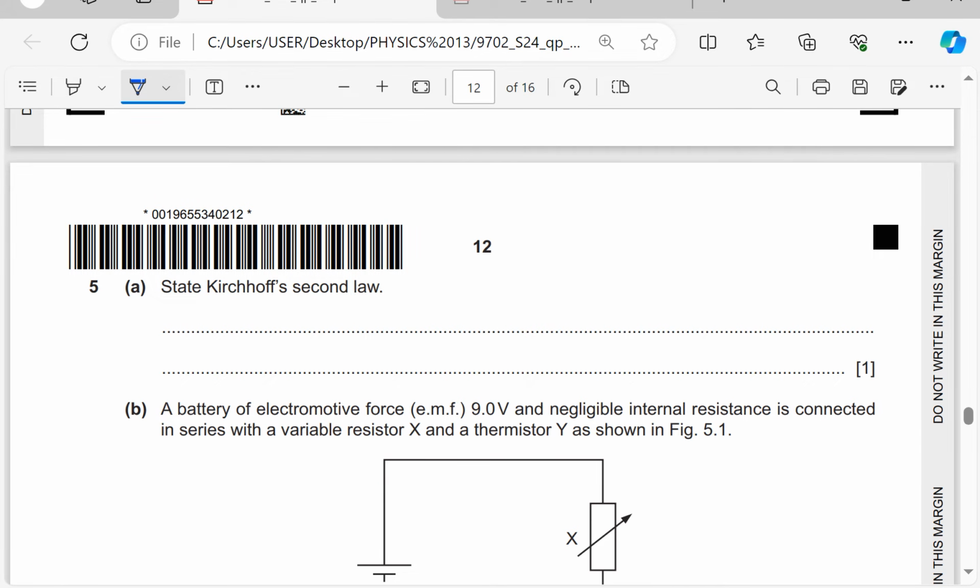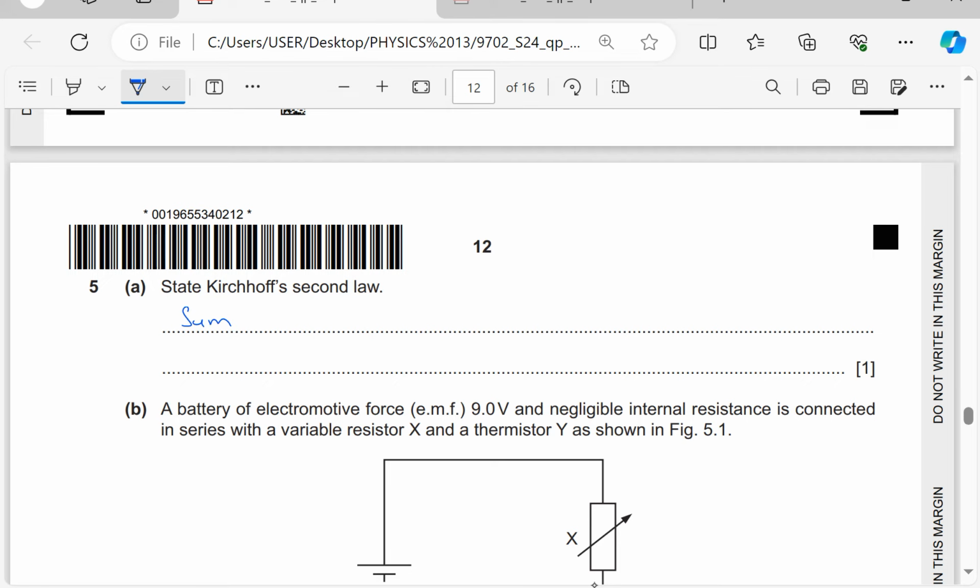State Kirchhoff's second law. Of course, Kirchhoff's second law is a consequence of conservation of energy, and I think it is a very easy law to state. The sum of EMFs around a closed loop is equal to the sum of PDs around the same loop.